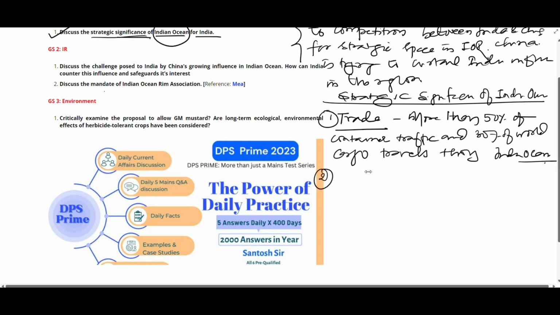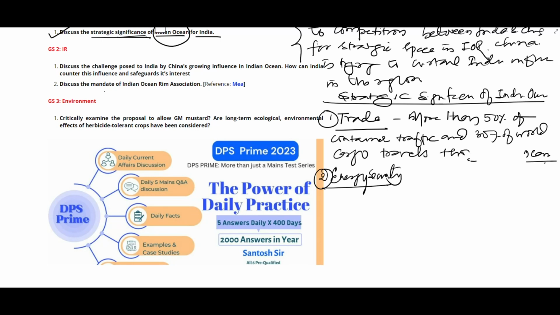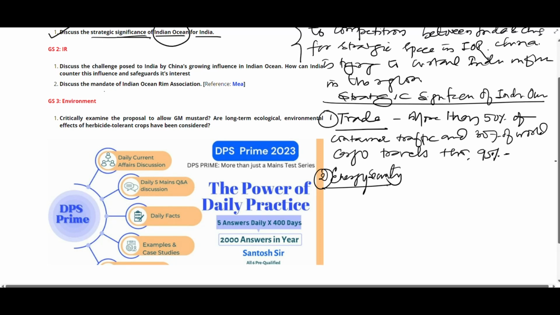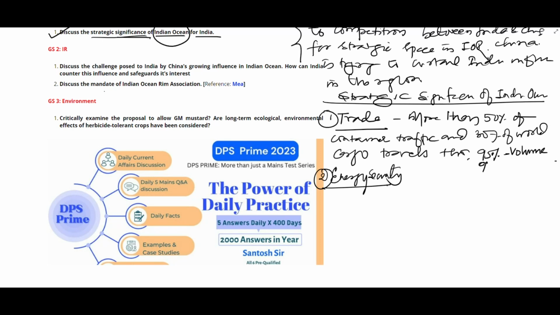Second will be energy security. Since we have to write strategic significance for India, here we have to write for India. So this is the world trade, and for India, 95% of its trade by volume and, I think, 75% by value is through Indian Ocean only. This point you can write for India.